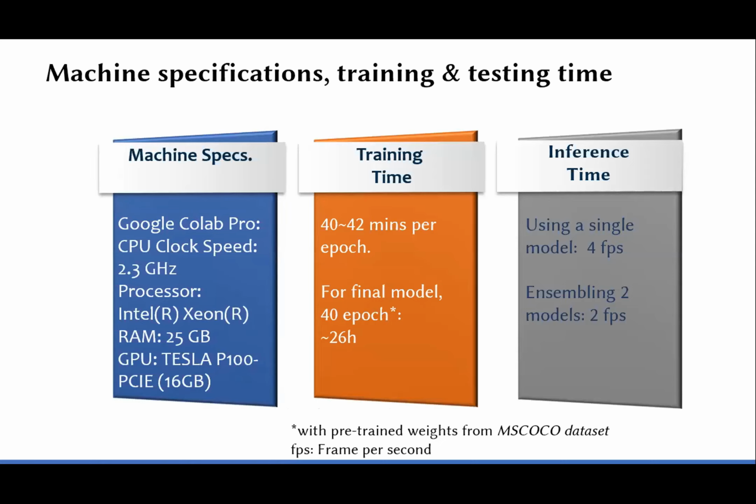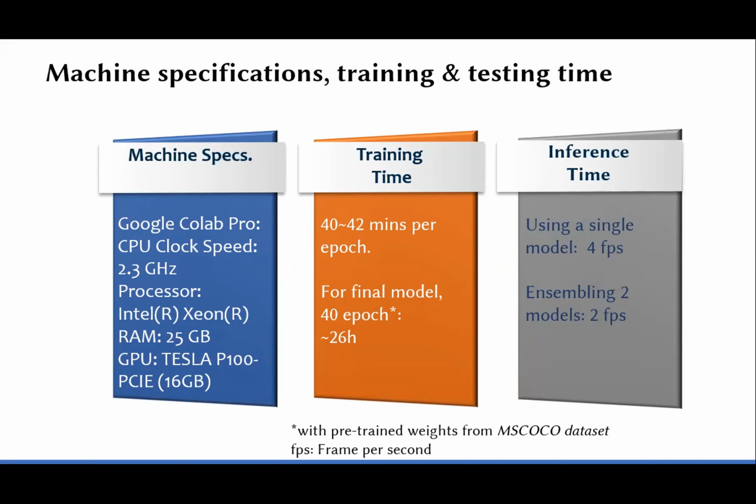For machine specification, we use Google Colab Pro, which has 2.3 GHz of processor speed, and the processor is an Intel Xeon. It has about 25 GB of RAM and a 16 GB GPU, which is a Tesla P100. The training time took about 40 to 42 minutes per epoch, and for the final model we trained it for 40 epochs, which took about 26 hours.